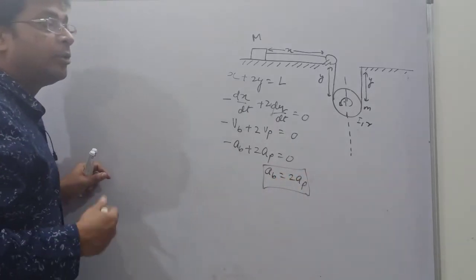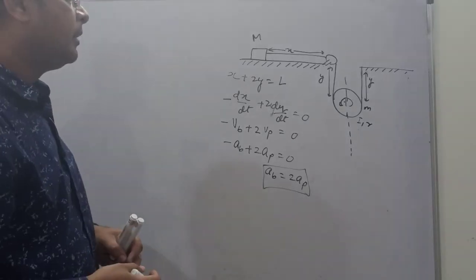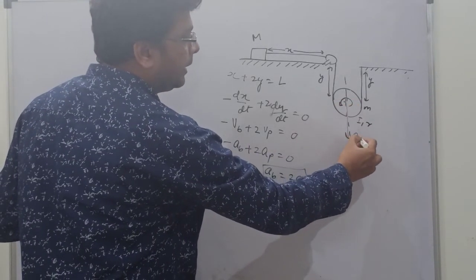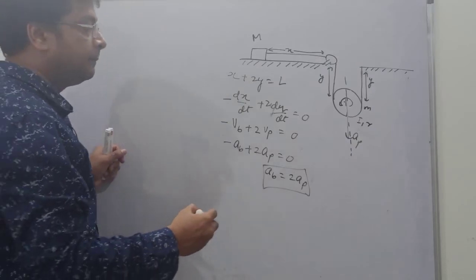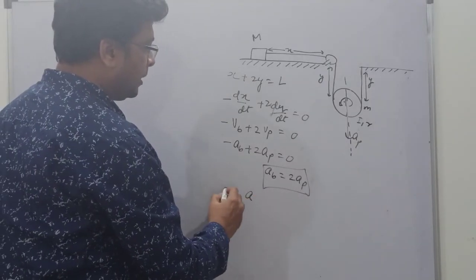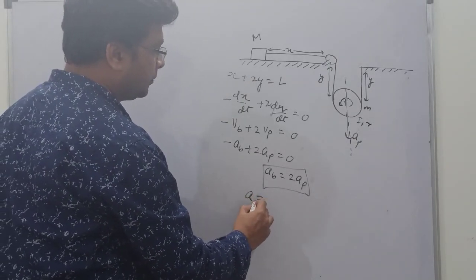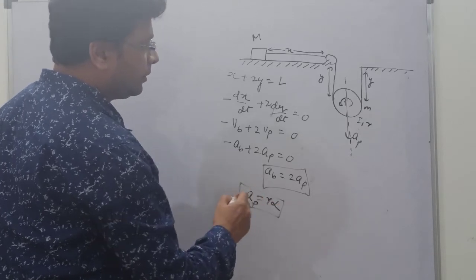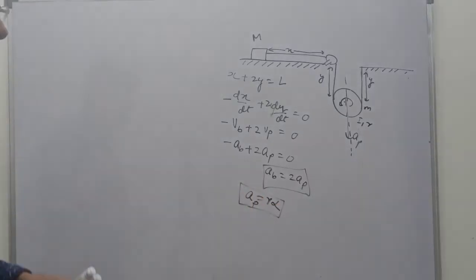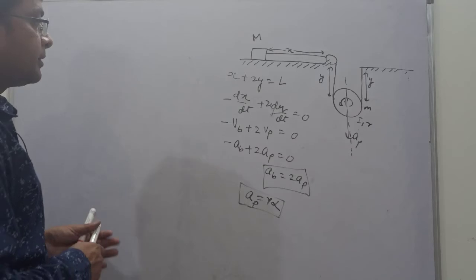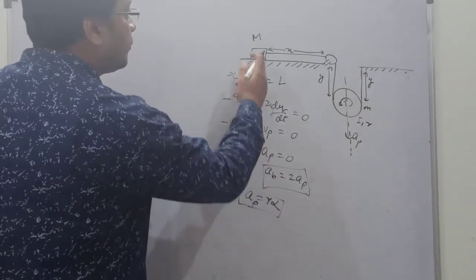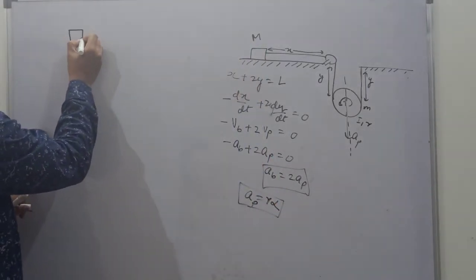It is given that the pulley is rolling. That means this is AP, the acceleration of the center of mass of the pulley. So AP is equal to R into alpha. This is the relation we know in case of rolling. So this is the relation of acceleration we got, which is a very, very important thing. Now for this, I am drawing the free body diagram.